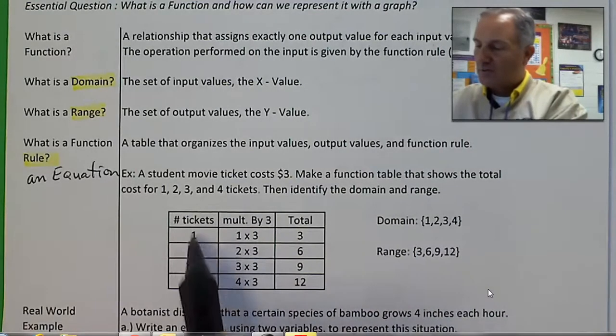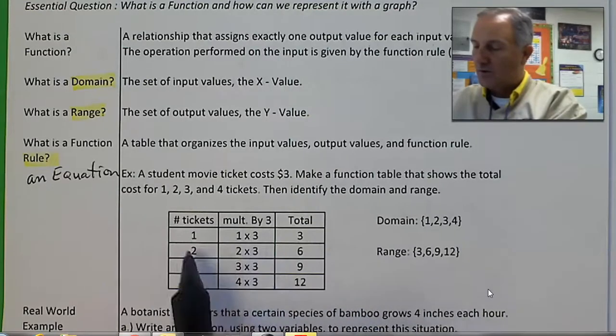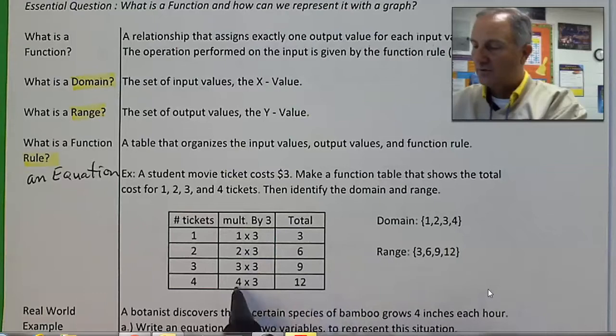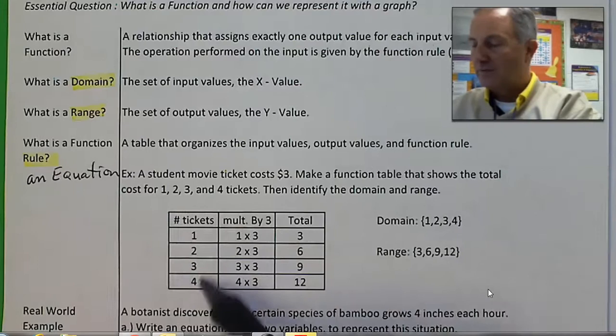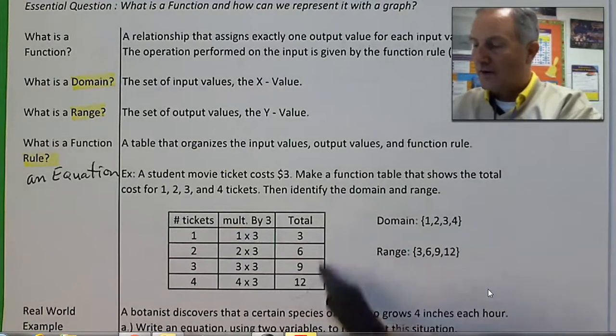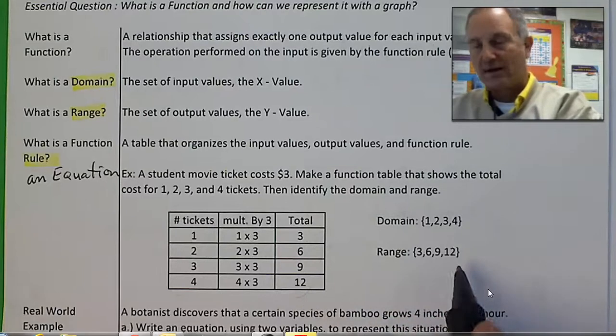So here's your number of tickets. You're going to buy 1, 2, 3, or 4. Each ticket is $3. So if you want to know the total cost, one ticket is 1 times 3. 2 would be 2 times 3, 3 times 3, and 4 times 3. So this is the cost for each of these number of tickets. So you are plugging in the number of tickets. That's your domain. And the total value, what it was going to cost you, that's your range. That's what you got out of that.